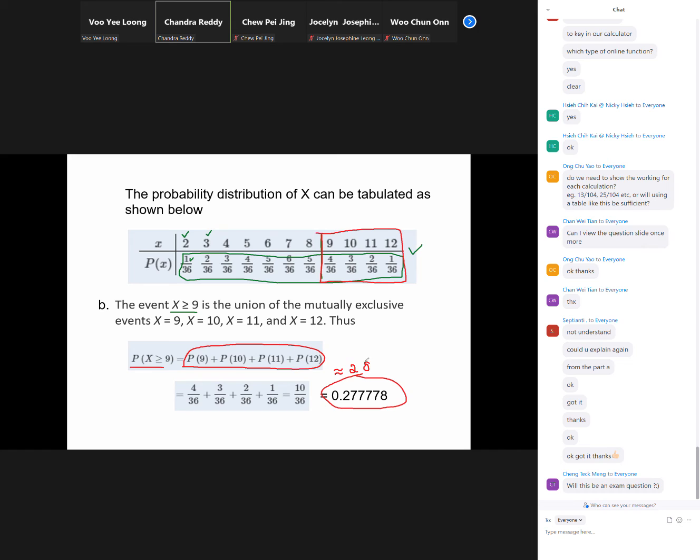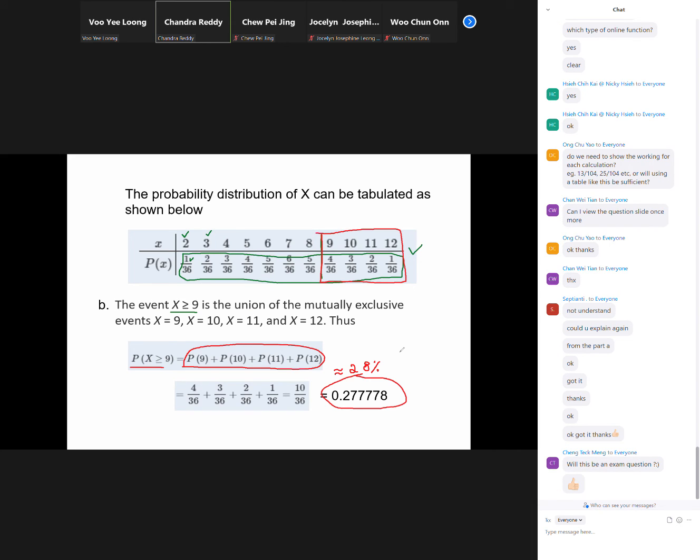I think Cheng Tekmeng is asking, will this be an exam question? I picked this question mainly because this was asked in one of the past exams. So this was an exam question in the past. Probably it may not be repeated, unlikely. It was one of the past exam questions for about 10 marks. All right, so I move on from here.